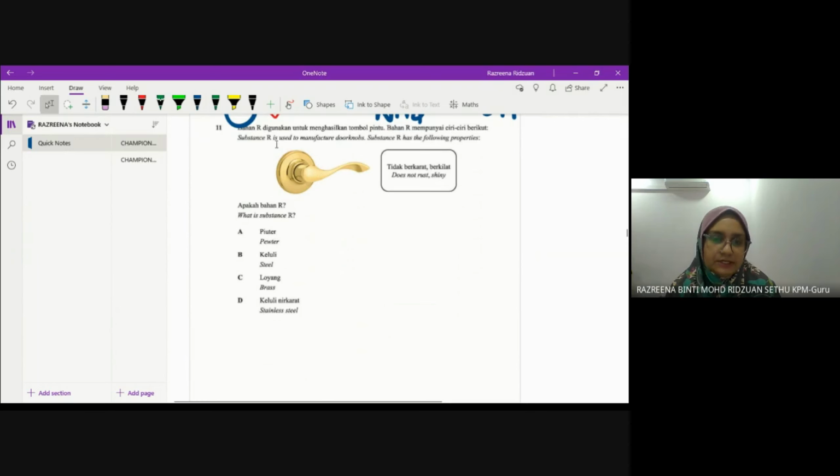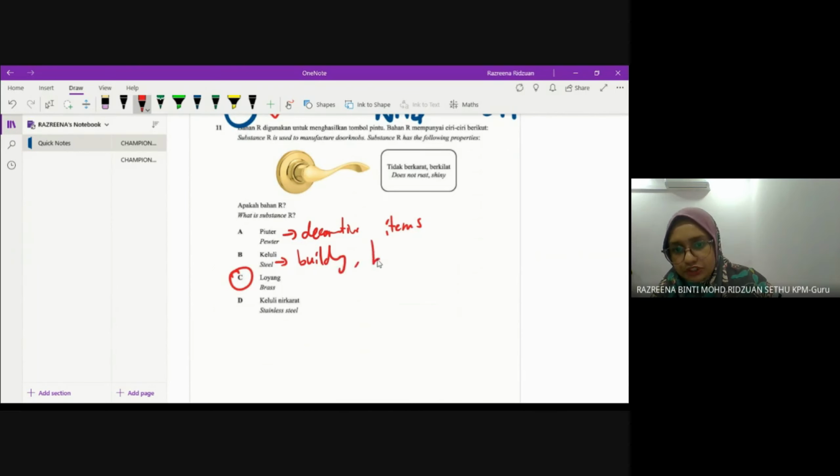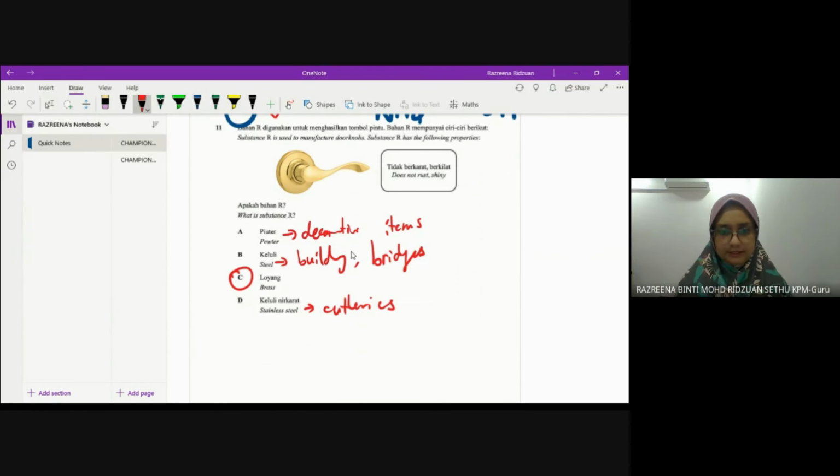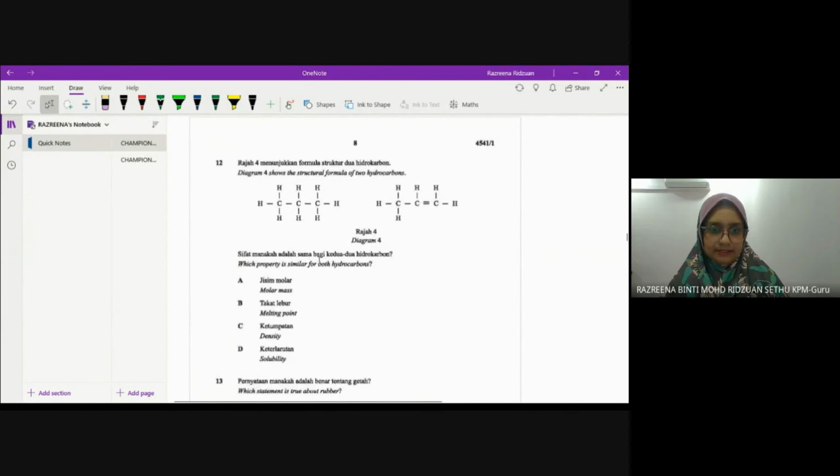Question 11. Substance R is used to manufacture doorknobs. Substance R has the following properties: does not rust and shiny. So to make doorknobs we usually use brass. Pewter is more like decorative items, and steel is usually used to make buildings and bridges. Stainless steel is to make cutleries, those kinds of things.